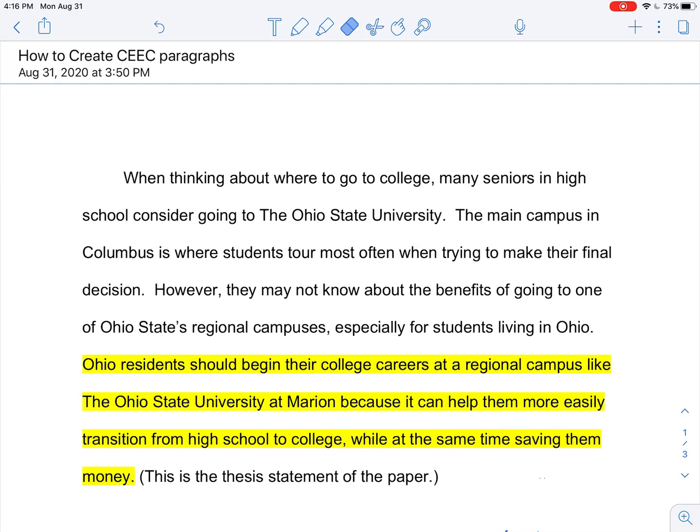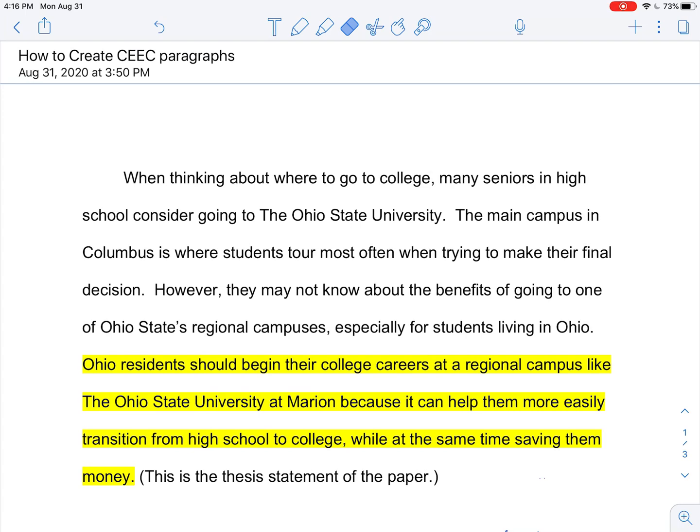Today, I want to talk to you about how to create strong body paragraphs for an academic paper, things that you'll have to write for college. I'm going to show you a method called CEEC, and in just a minute, we'll talk about what those letters stand for. But to begin, I want to show you with a paper idea, talking about maybe something about how it's better to start your college career at a regional campus.